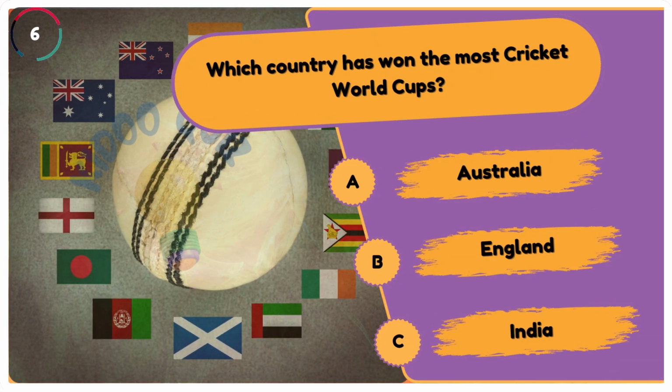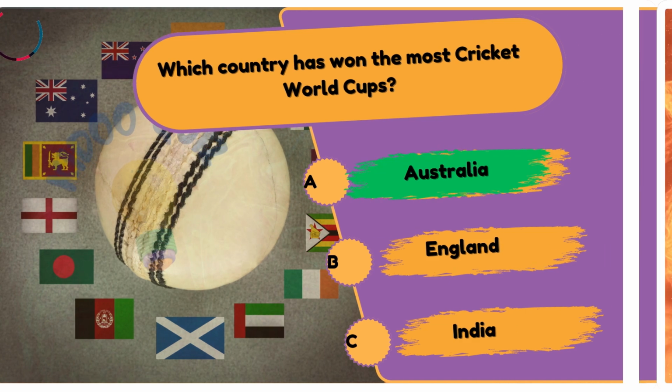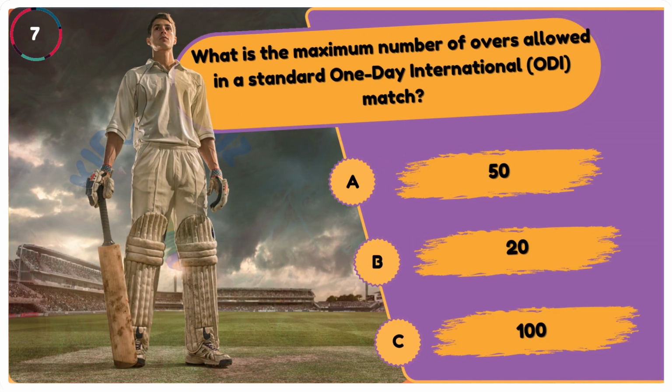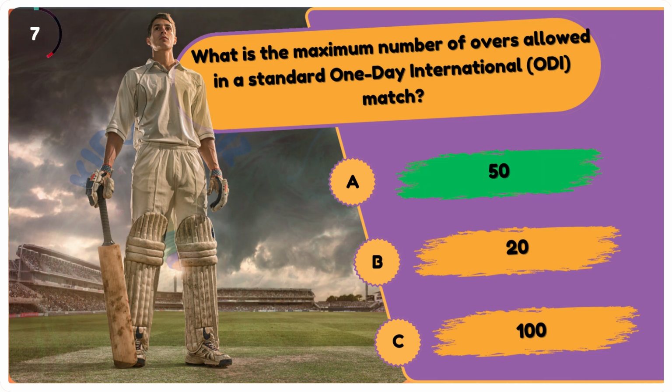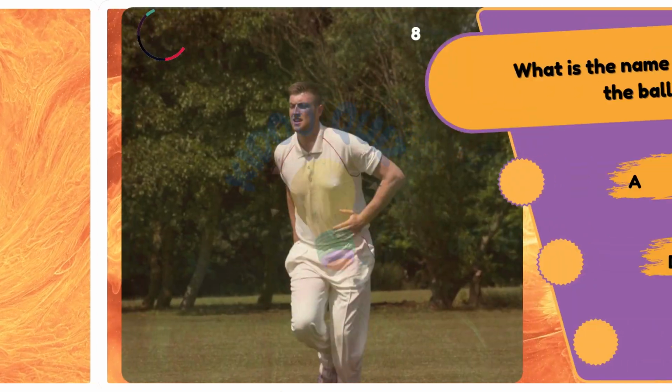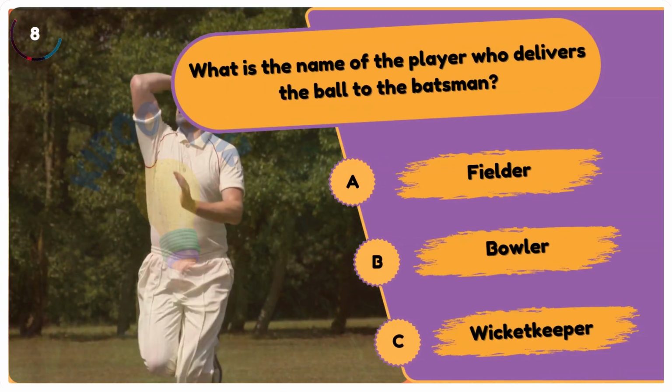Which country has won the most Cricket World Cups? Australia. What is the maximum number of overs allowed in a standard one-day international (ODI) match? (50) What is the name of the player who delivers the ball to the batsman?